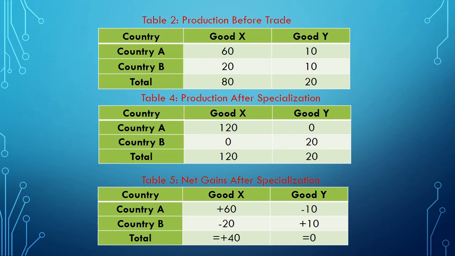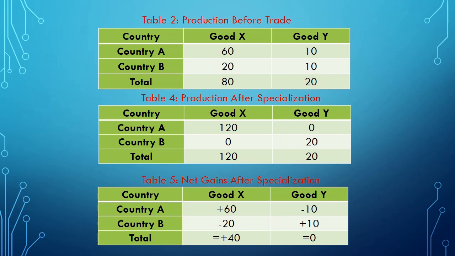Before trade, country A can produce 60 units of good X, and at the same time country A will produce 10 units of good Y, and then country B can produce 20 units of good X, and at the same time the country can produce 10 units of good Y. So the total world production of good X is 80, and the total world production of good Y is 20.